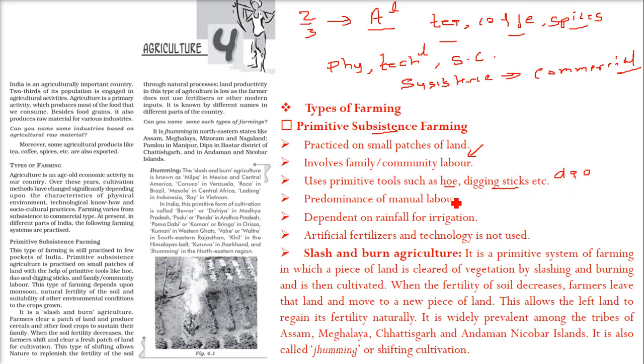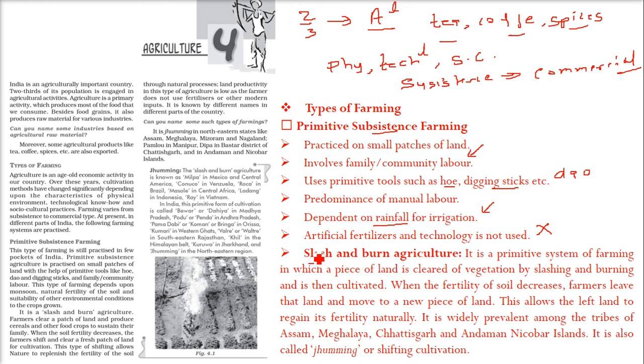So this type of farming, it depends on the monsoon also, the natural fertility also, and the suitability of the environmental conditions to the crop being grown. So predominantly the manual labor is involved here, and it depends, as I said, on rainfall, that is monsoon for irrigation, and the artificial fertilizers and technology is not used. So this kind of primitive subsistence farming is slash and burn. So this comes under slash and burn agriculture.